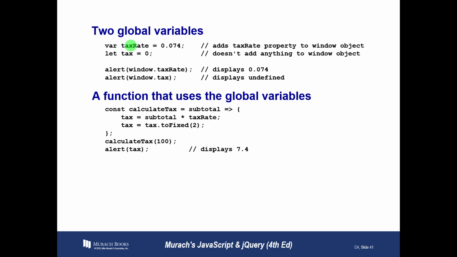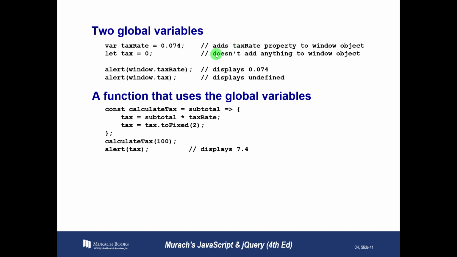So when I say var taxRate and I set it to a value like 0.074, it's a global variable, and because it was declared with var, it actually adds a taxRate property to the window object. Okay, if I declare a variable with let, so in this instance tax equals 0, that doesn't add anything to the window object.